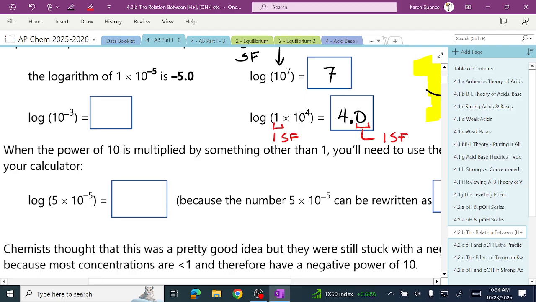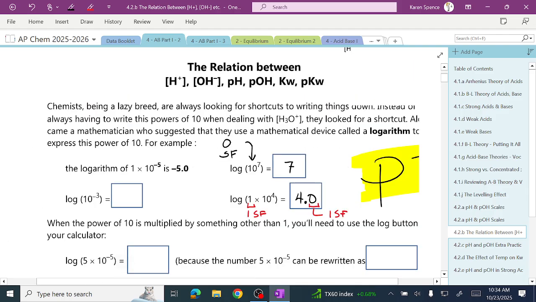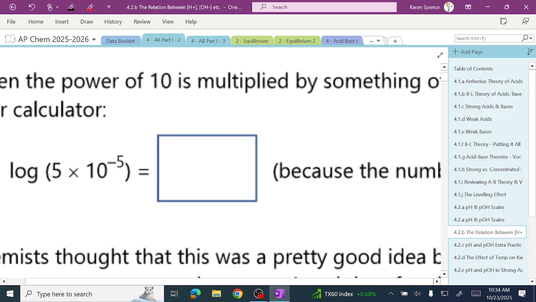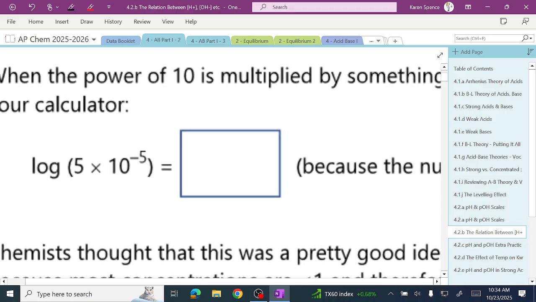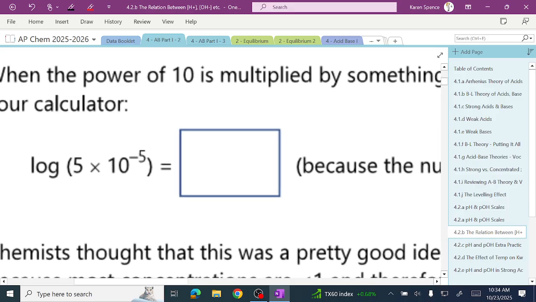So we have 1 sig fig. And we have 1 sig fig. All right. And did we take the log of 5 times 10 to the negative 5? Okay, everybody check that into your calculator. 5 times 10 to the negative 5 and take the log. Where's my calculator? There it is. Thank you.